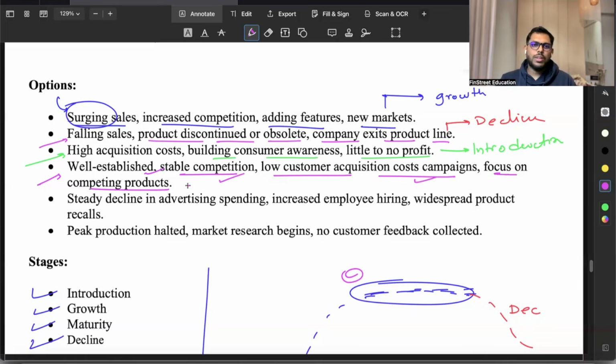And lastly, focus on competing products. So we will observe who will disturb us, who will pull us down. Competition हमें खींच सकती है क्या पीछे? We will focus on that. Okay, so this is nothing but your maturity stage.